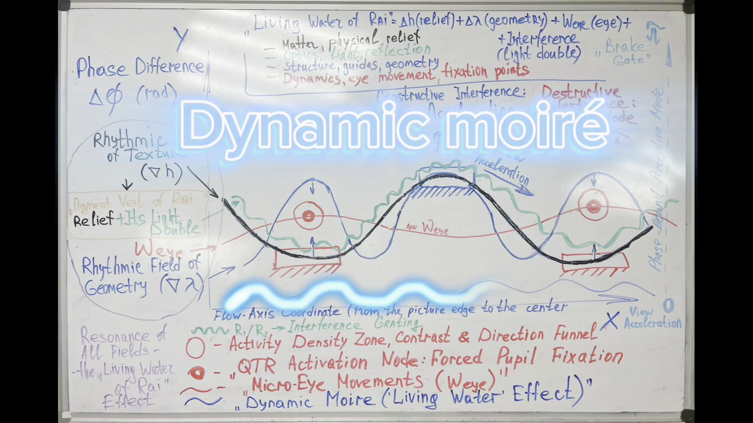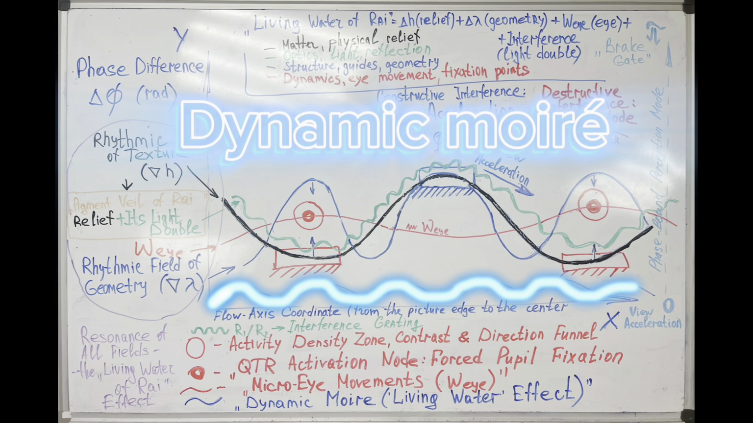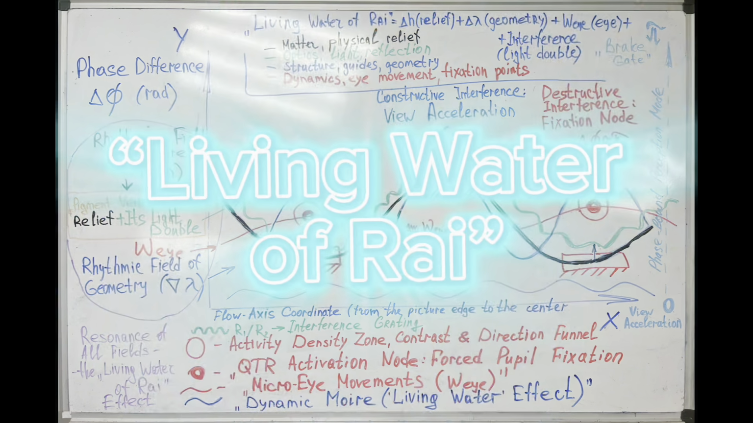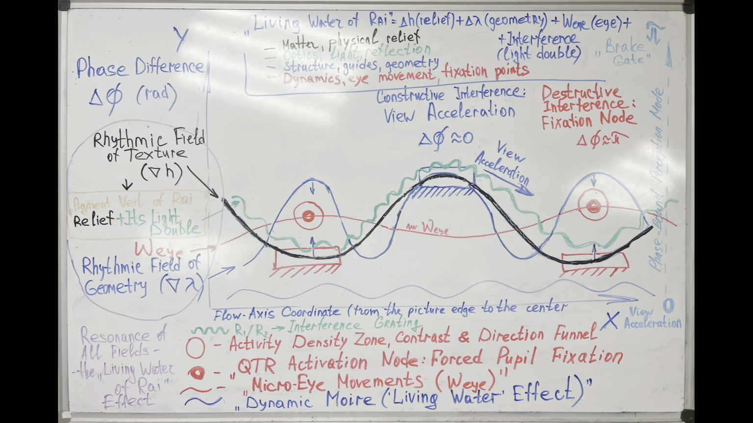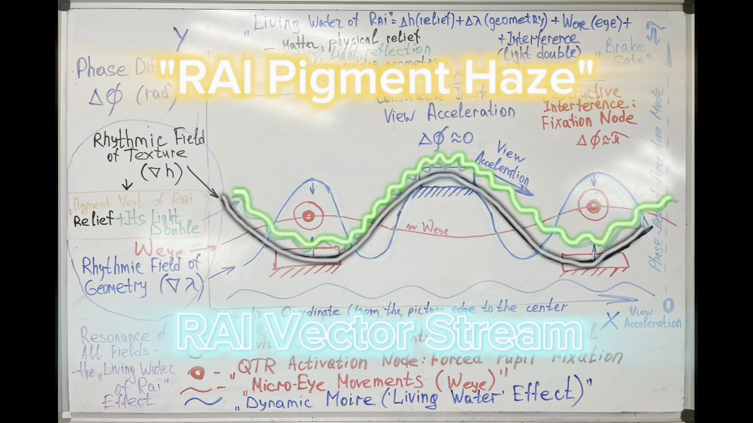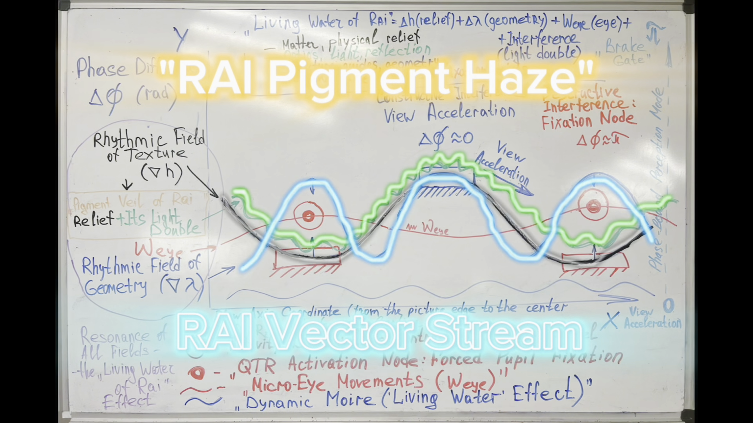On the board, it is called the dynamic moiré. When the static haze acquires flow, the water begins to vibrate and flow, extending beyond the boundaries of the painting. Resonance and the living water of Rai effect. The fundamental triumph of this architecture lies in the fact that the effects of sacral brutalism are not isolated here but strictly synchronized. The interference pattern visualizes the point of singular superposition of two laws. The standing wave heat haze of Rai's pigment heat haze, matter and relief, intersects with the directed kinetic photonic path of Rai's vector flow, geometry and light.